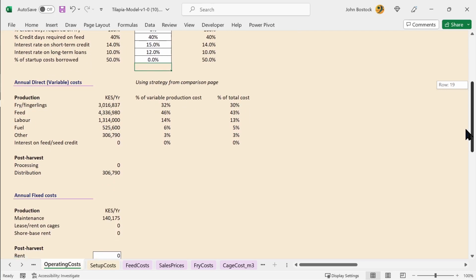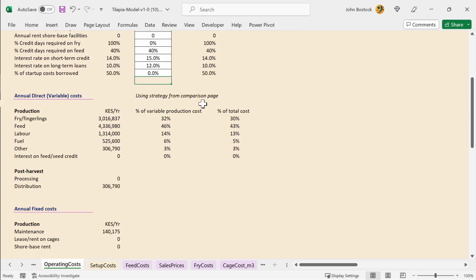Firstly, the variable costs are shown. These are the costs that depend directly on how many fish are stocked and fed. The major costs are fry, fingerlings and feed. The annual costs of processing and distribution are also shown based on the information entered into the table above, and the cost of short-term borrowing for fry and feed. The direct variable costs are shown as percentage of variable production costs and as a percentage of total production costs.